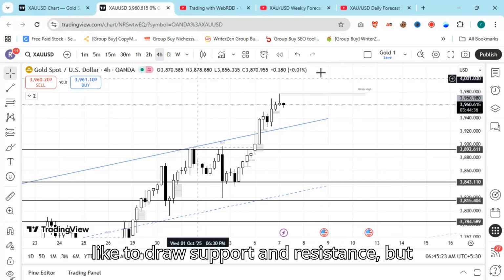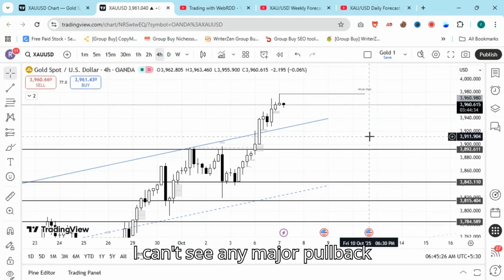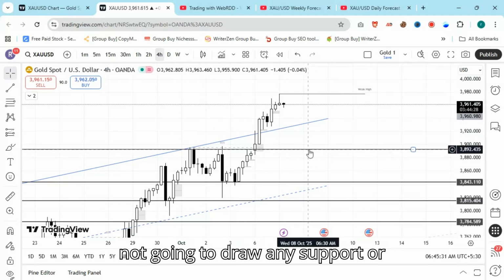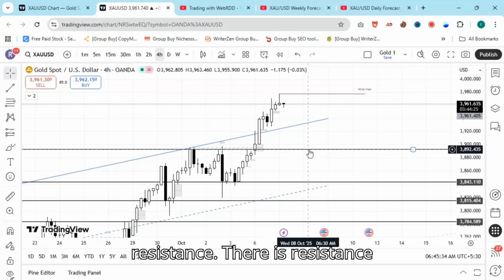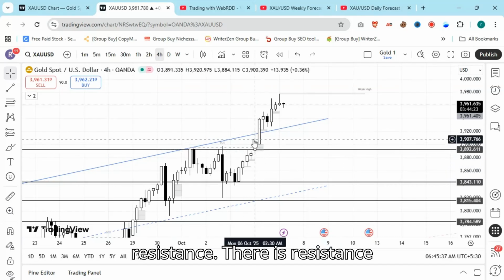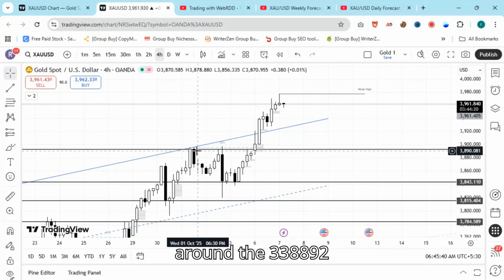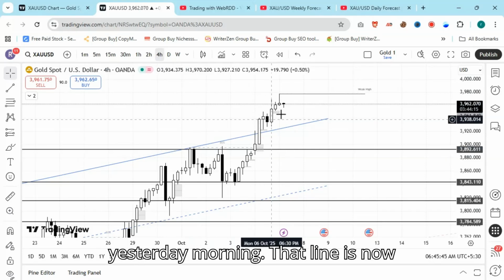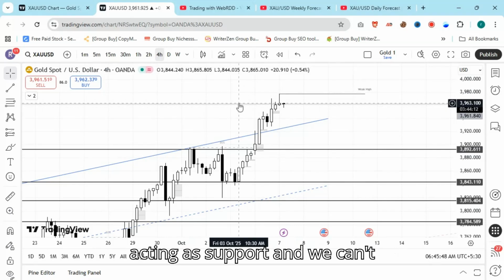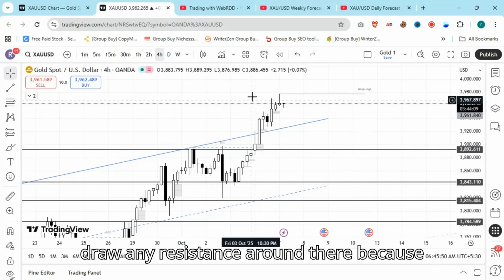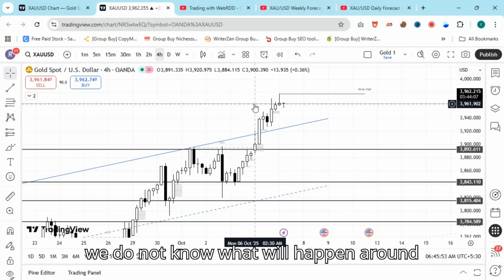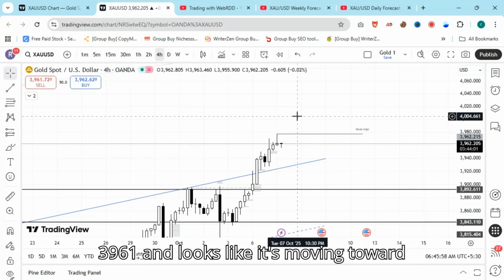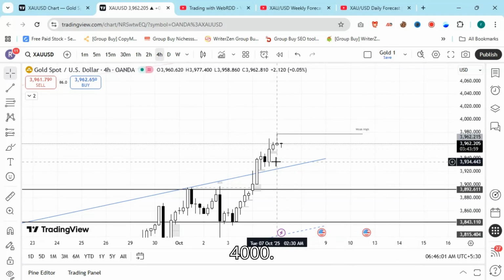Before that, I like to draw support and resistance, but I can't see any major pullback in the 4-hour chart. Therefore, I'm not going to draw any support or resistance. There is resistance around the 3889 area. After breaking that resistance yesterday morning, that line is now acting as support, and we can't draw any resistance around there because we do not know what will happen around that area. Price is currently 3961 and looks like it's moving toward 4,000.